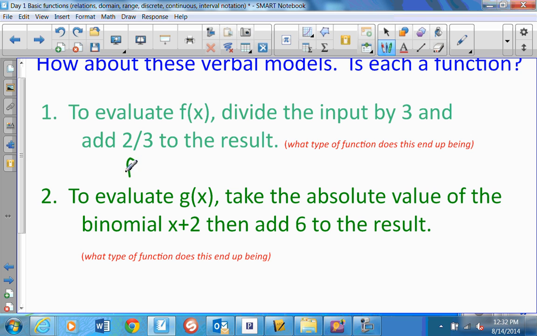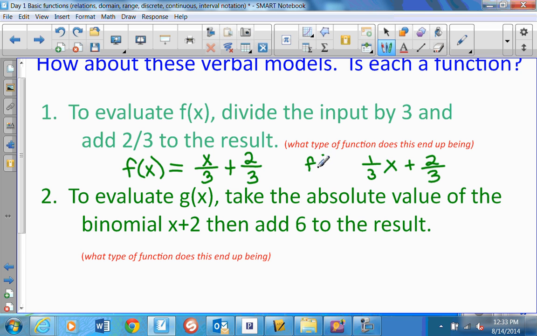Okay, so the f of, and let's write it in function form. So the f of x equals, we're going to take whatever I put in, divide it by 3, and then do what? Add 2/3. So is that a function? Well, let's see if we can figure out what shape that would be. Can you tell what kind of equation that is? Because couldn't I write that as 1/3 x plus 2/3?